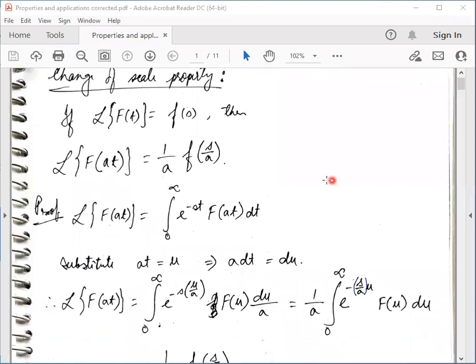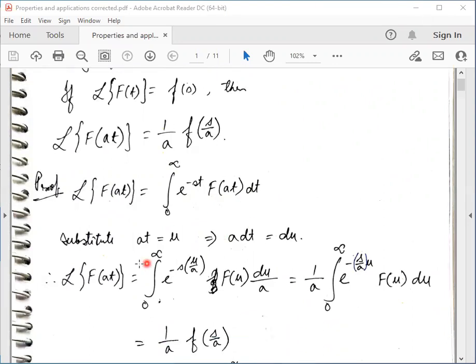And how do we prove that? We can prove it very simply. The Laplace transform of f of at is, by definition, the integral from 0 to infinity of e to the power minus st f of at dt. Now let us substitute at equal to some other variable u. Here a is a constant, so if I take the differential, I get a times dt is equal to du.